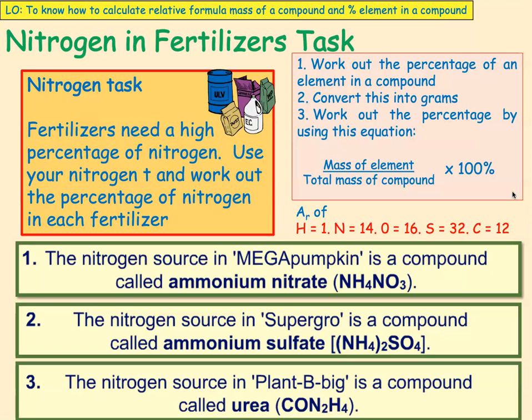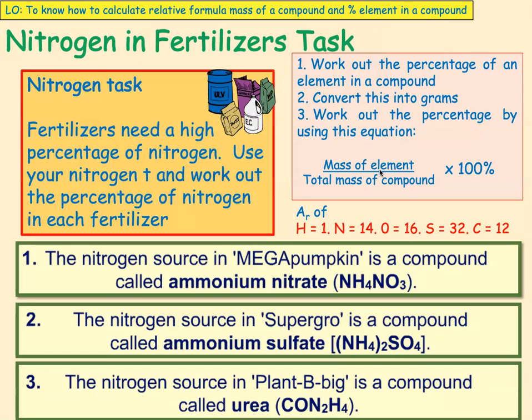Okay, so we've got three fertilizers. Mega pumpkin, which is actually made from a compound called ammonium nitrate. Supergrow, which is made from a compound called ammonium sulfate, and plant be big, which has got a compound called urea in it. So we're going to use the formula up here, the mass of the element of nitrogen, remembering how many nitrogens you've got in the formula, divide it by the formula mass of the compound.